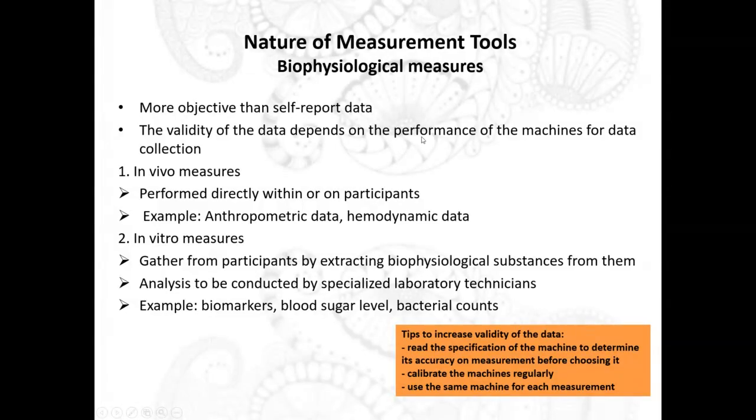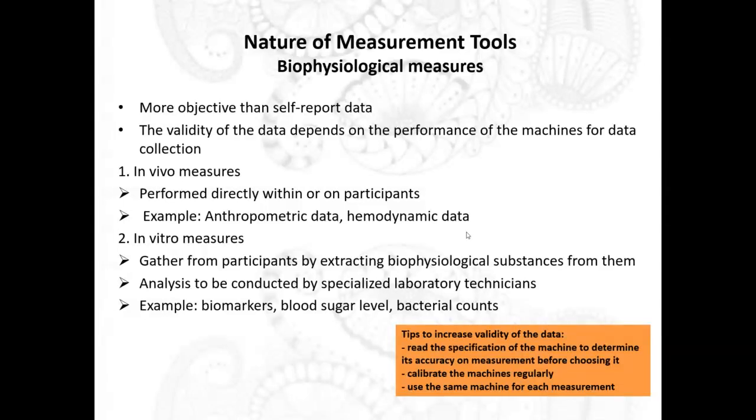For physiological measures, we have two main types of data we can collect. The first is in vivo. In vivo means performed directly within or on the participants, like anthropometric data and hemodynamic data. We call it in vivo. We don't need to take blood. We don't need to take the body fluids of the subjects. We just do measurements on the subjects.